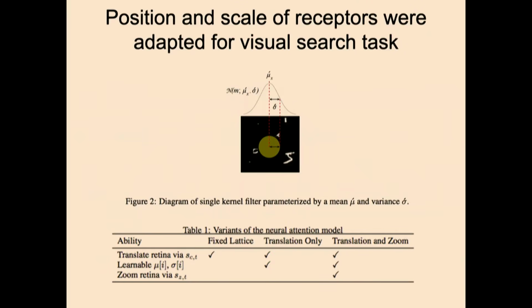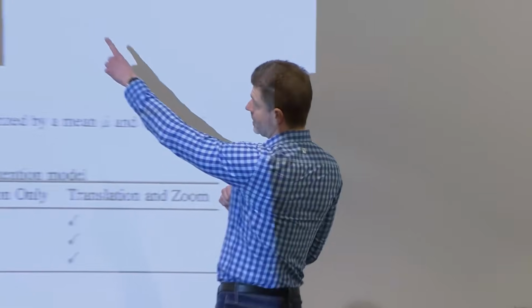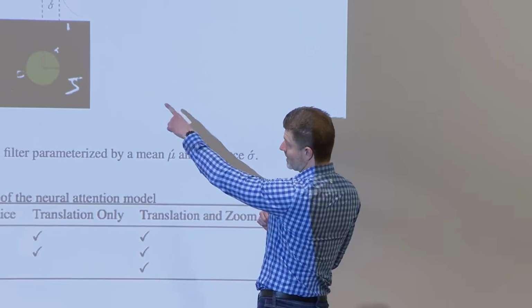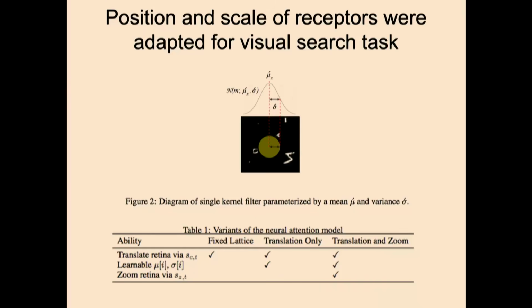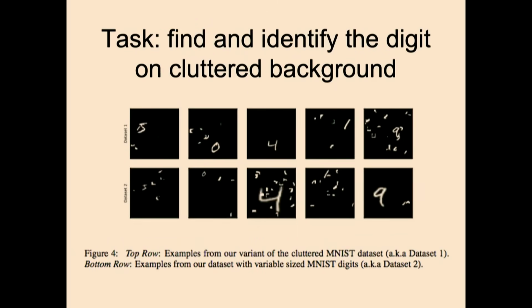And so what they did in this paper is set up a machine system that had a receptor lattice, the parameters of which could be optimized. So there's a lattice of receptors that are defined by the positions, mu, and the size of the receptive field of the receptor, that's sigma. Okay. And this system was trained to perform a visual search task.